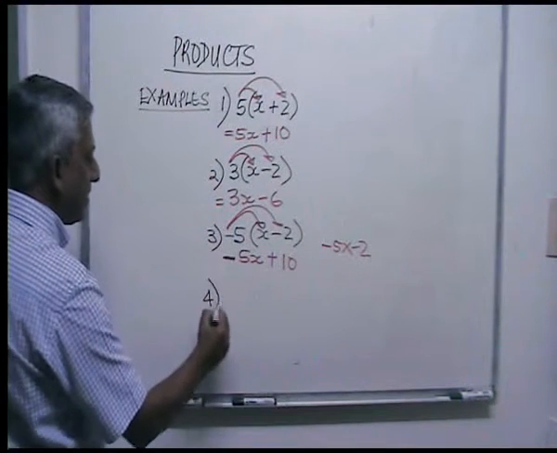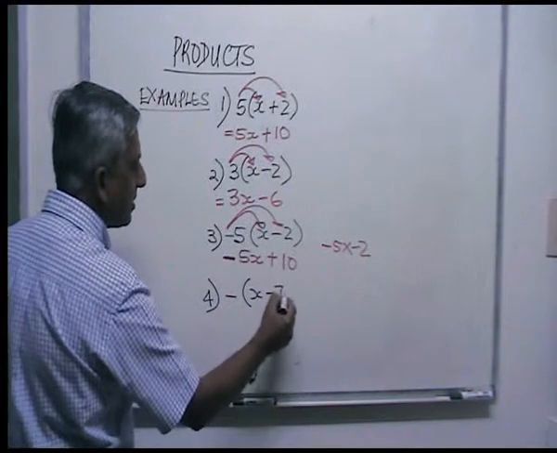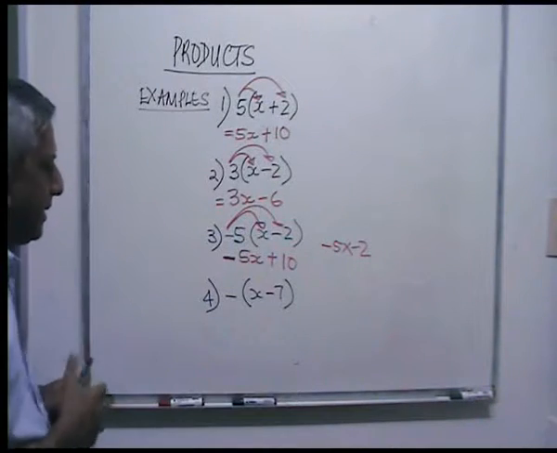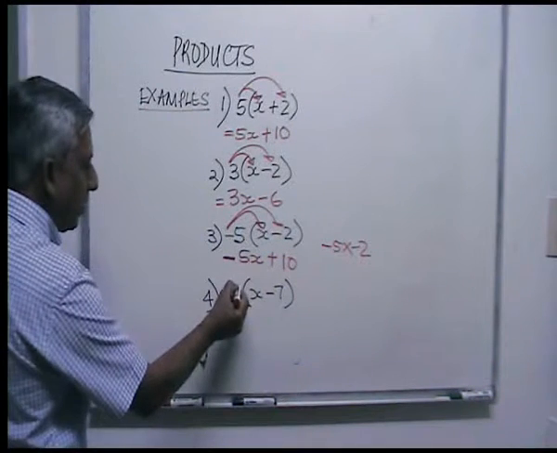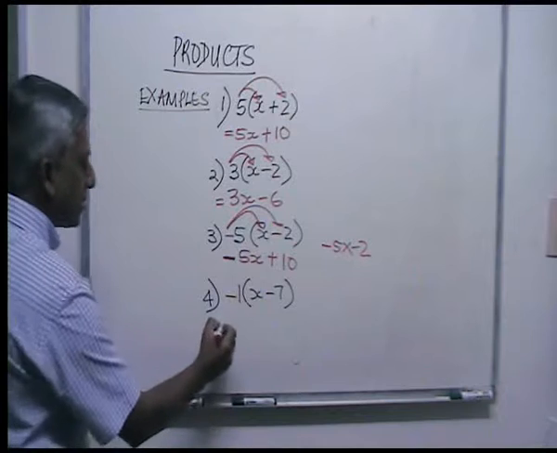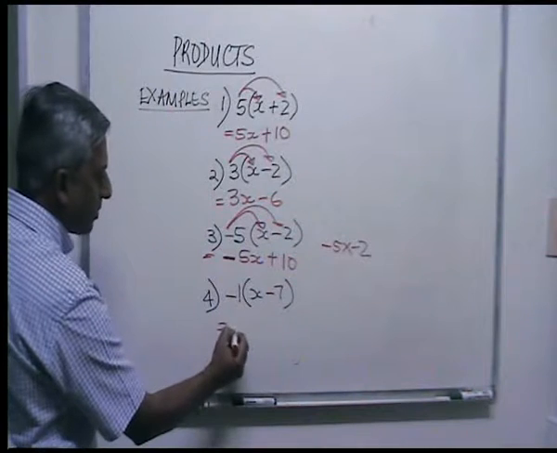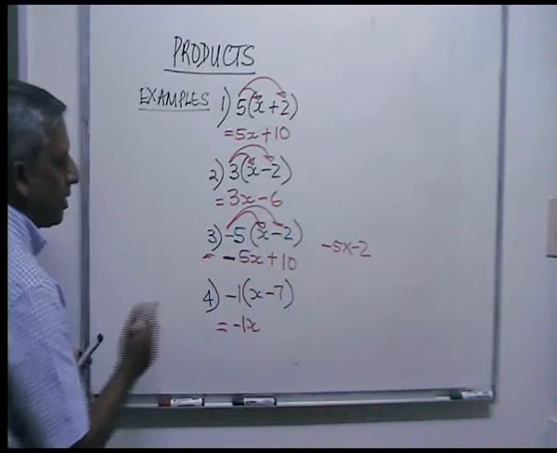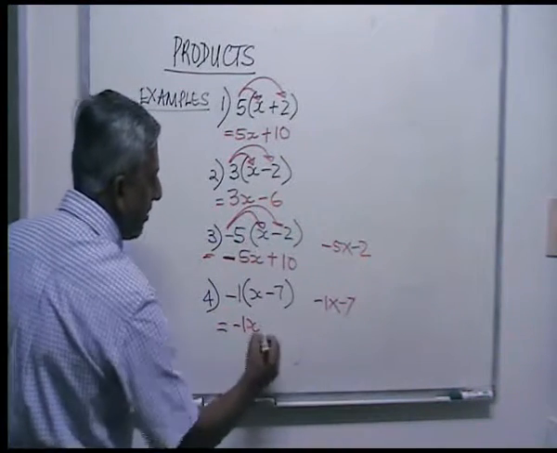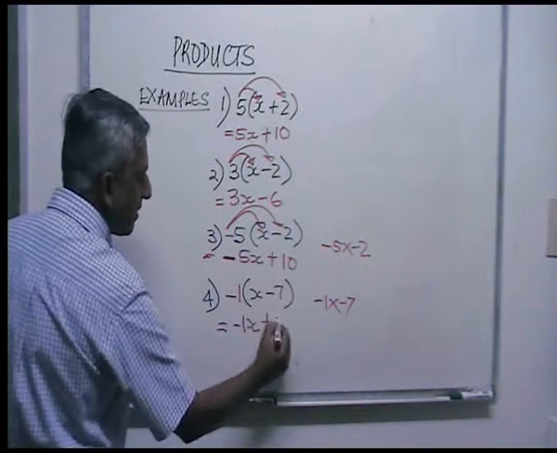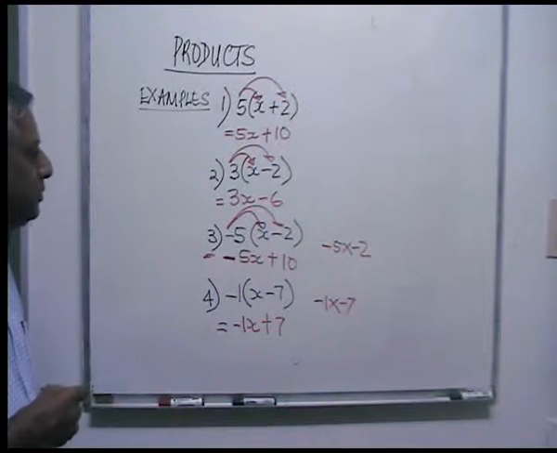Right, now pay very careful attention to this one. Minus into x minus 7. Now, what's understood here? The number 1 is understood, you see. So minus 1 times x will give you minus 1x. Minus 1 times minus 7. Minus times minus is plus. 1 times 7 is 7. Alright, so this is the simplest products that you have to do.